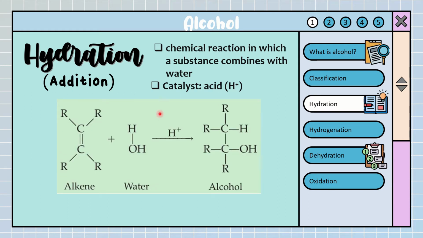What happens here is that the double-bonded part of the alkene will be broken down because of our catalyst, which is an acid. And then this water molecule will combine with this structure. That's why it's called an addition reaction, because the water molecule will be added to the structure of the alkene. As you can see here, our double bond is broken, making only one bond.